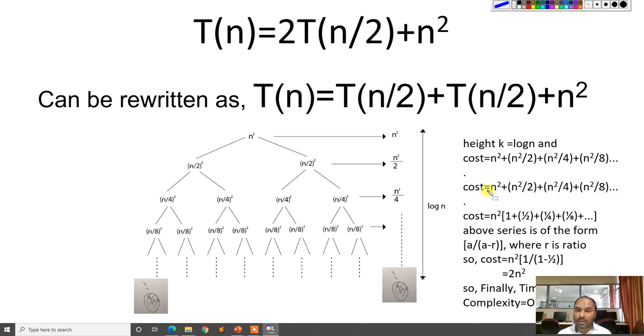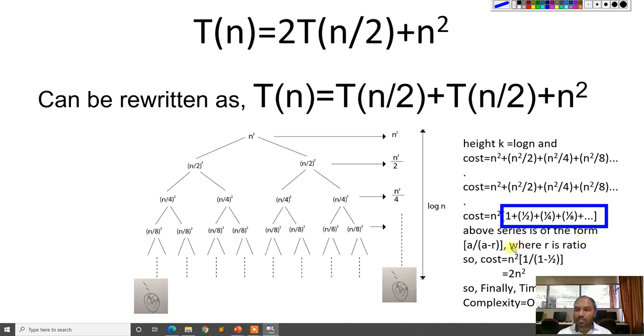But how to prove that? We just have to add the cost at each level. Cost at the root node is n square, cost at level 1 is n square by 2, plus the cost at the next level n square by 4, and at the next level n square by 8. Now if I take n square as common, the cost is equal to n square into this series: 1 plus 1 by 2 plus 1 by 4 plus 1 by 8.